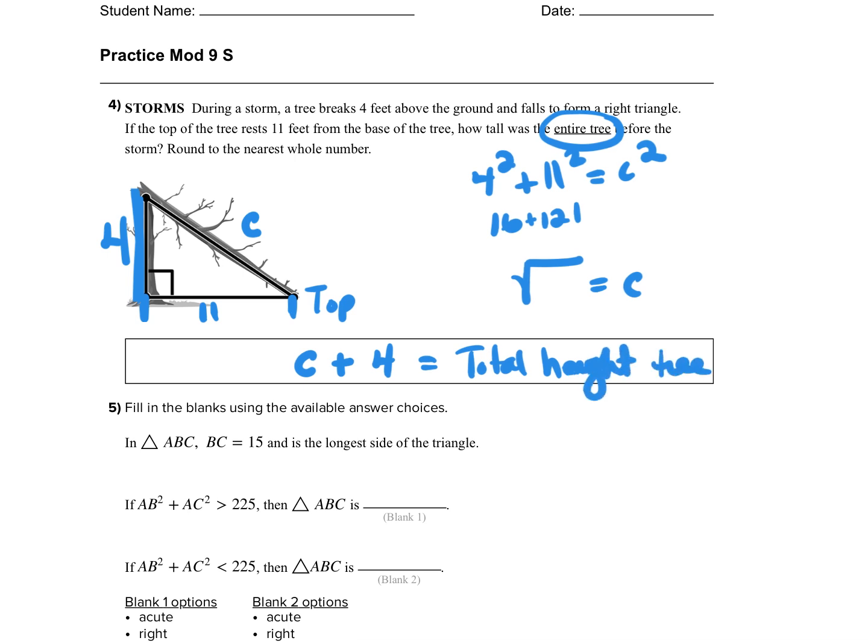I know that's really difficult to read because my pen is a little too thick, but yeah, so the total height of the tree would simply be the length of C plus 4. Okay.